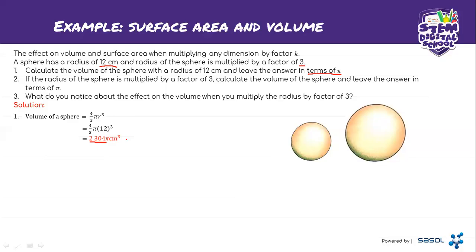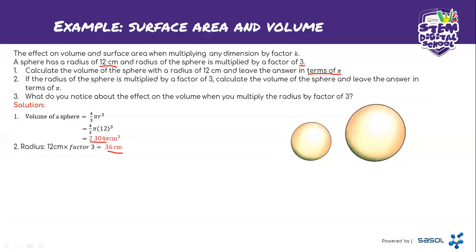Then let's check the second question. If the radius of the sphere is multiplied by a factor of 3, calculate the volume of sphere and leave the answer in terms of pi. All right. Now our radius, previously we had 12 centimeter. Now we have to multiply by that factor of 3. Then it's going to give us 36 centimeter. Now our new radius is no longer 12, but is 36 centimeter.